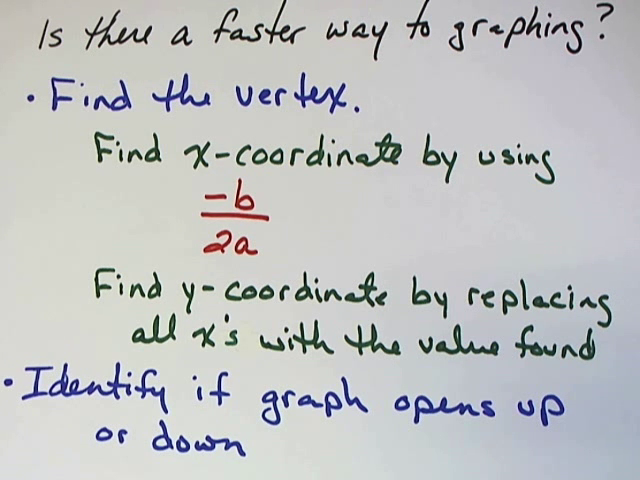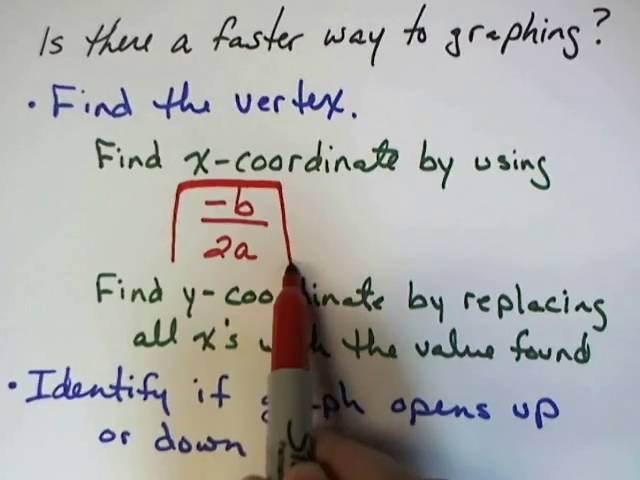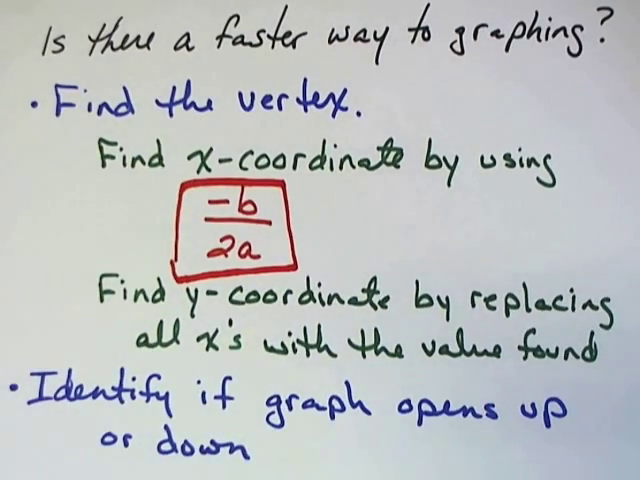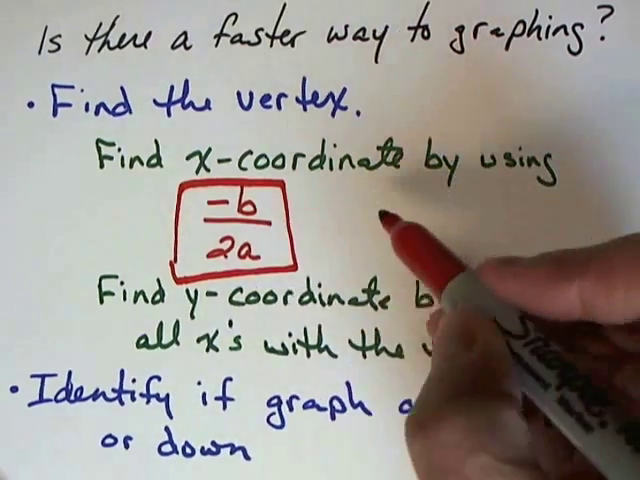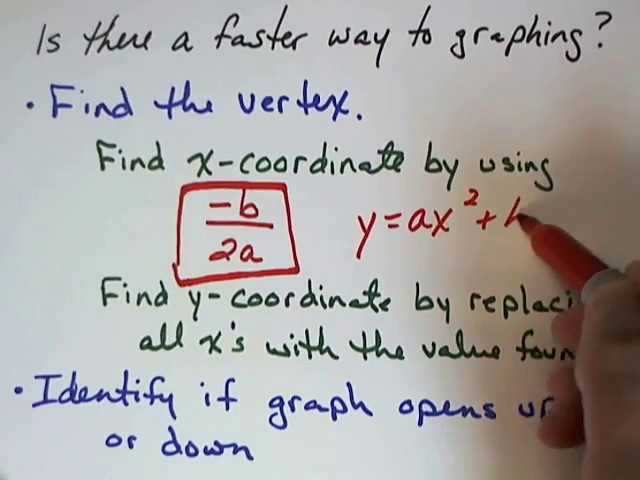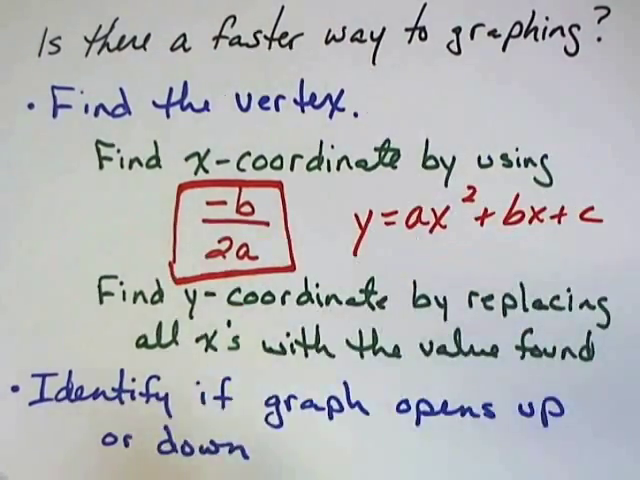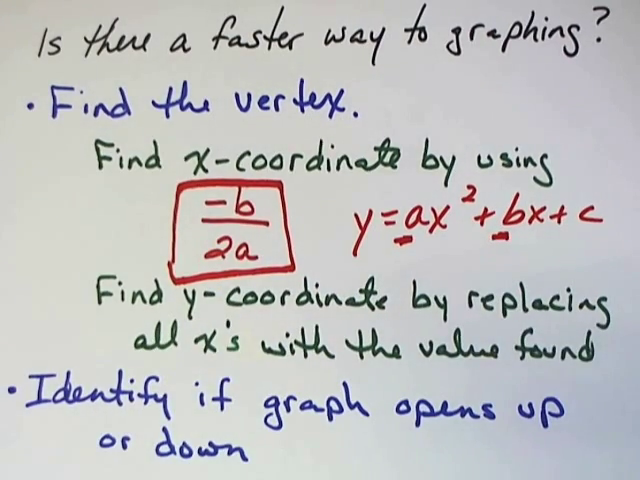Now, finding the vertex is not terribly difficult if you remember this key component. The x-coordinate of the vertex can be found by taking the opposite of b over twice your a value. Once again, what are the a and the b? Well, we're always in this form. So a is the number in front of x squared, and b is the number in front of x.